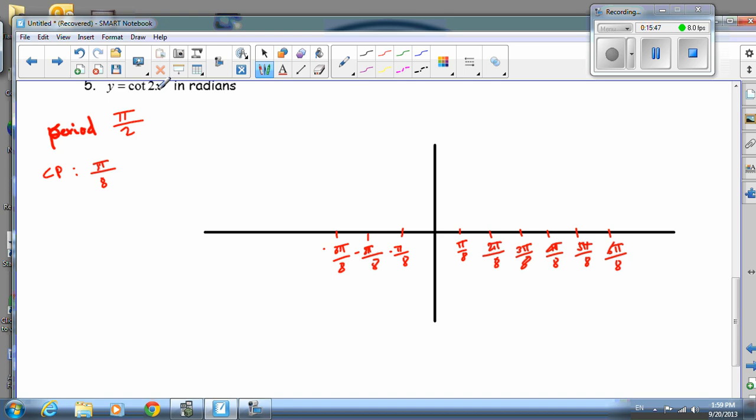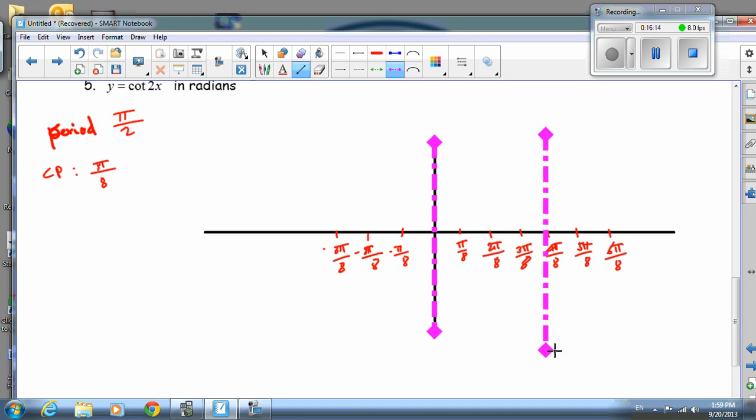Now, cotangent has the x-axis as an asymptote unless it has been transformed. Because later on, we will be able to shift that asymptote to the left or to the right. So for now, since it's just a regular cotangent function, we know that an asymptote is located on the x-axis. So I'll go ahead and draw my asymptote here. The next asymptote will be pi over 2 later. The one that is giving me pi over 2 is here.